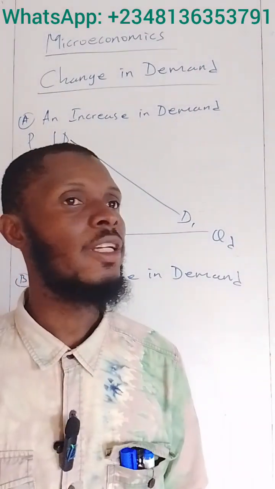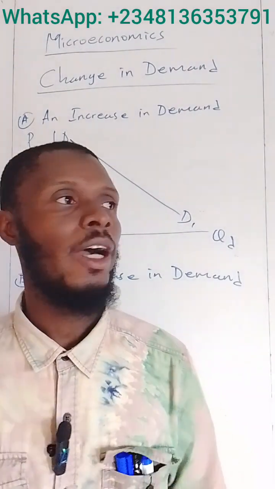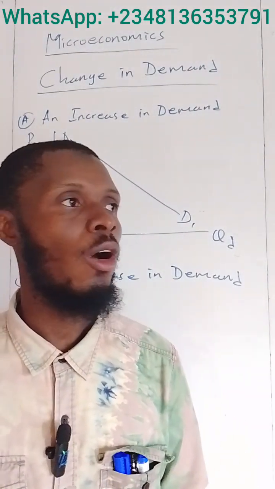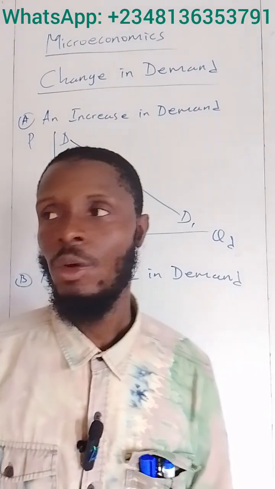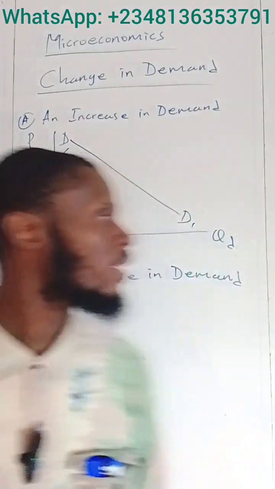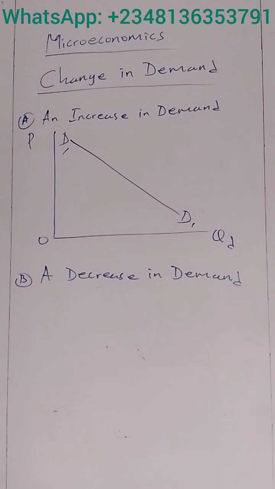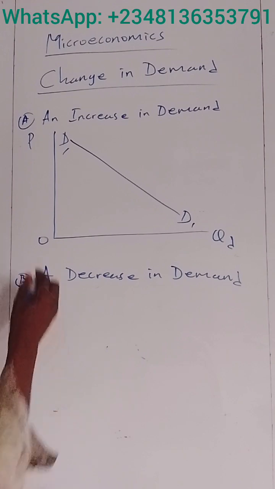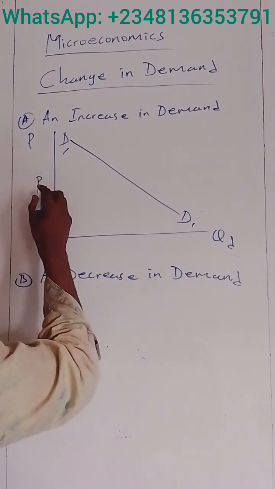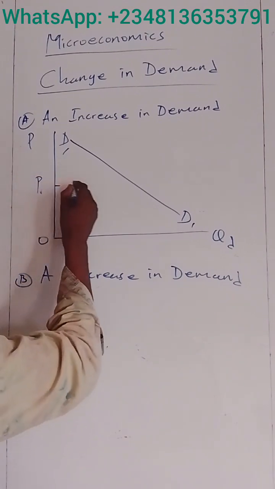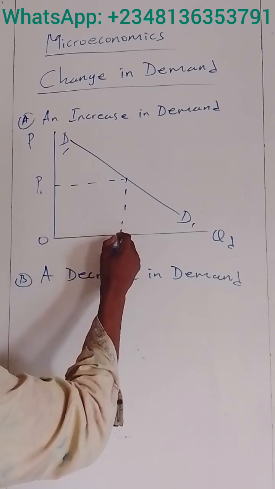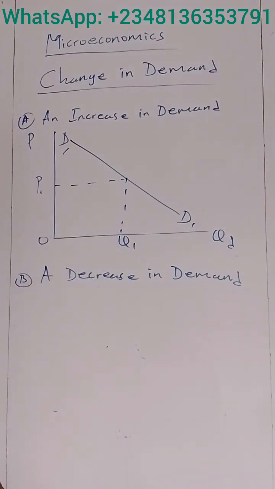Let's say there's an increase in consumer income and consumer can now buy more of the goods at the old price while the price has not changed. So in this case, we assume that the price remains constant. For example, let's say we have the price at P, and we have the quantity, let's call this Q1 here.